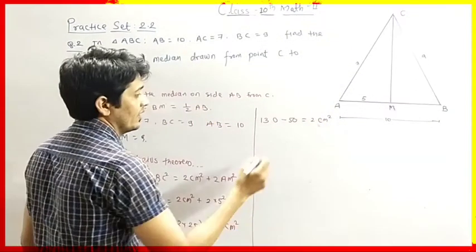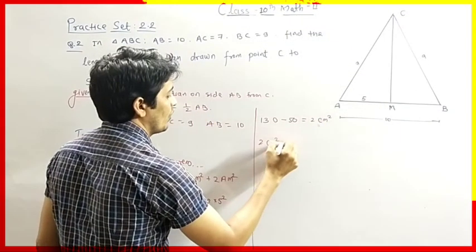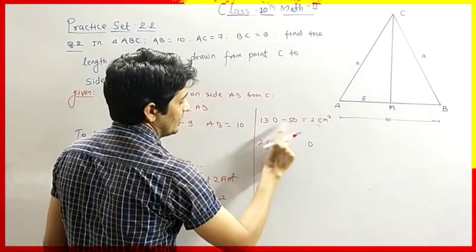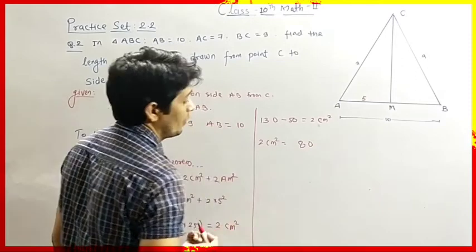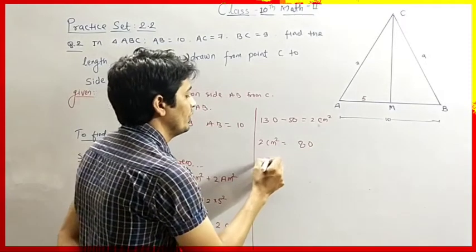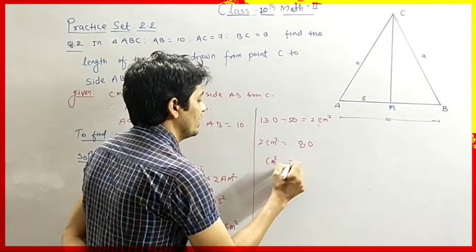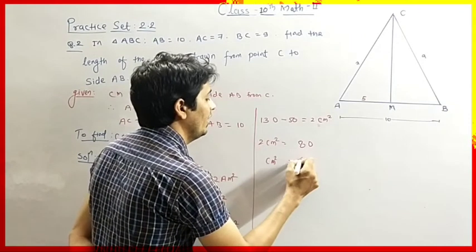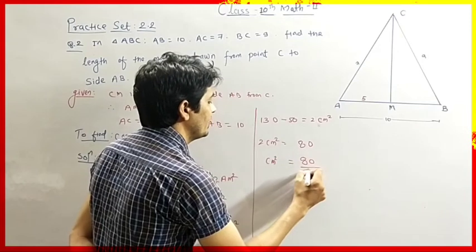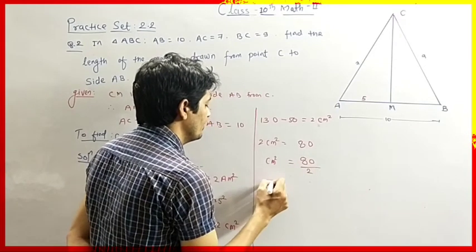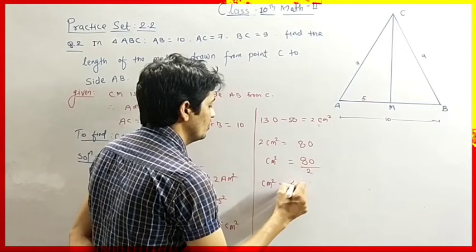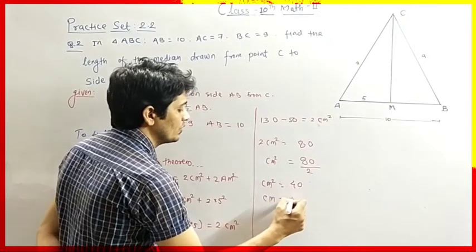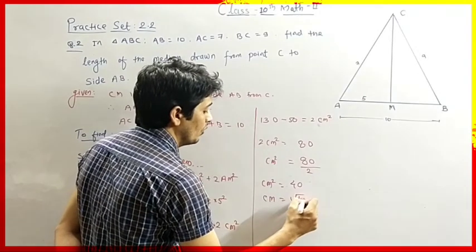So twice of CM square equals: 0 minus 0 is 0, and 13 minus 5 is 8. So what will remain? 80. So now we have to find CM square equals, see, 2 will transfer to the other side. It is in multiplication form, so it will go in division form. So we can write 80 divided by 2. So CM square equals 40. Now we have to take the root. So CM equals root 40.